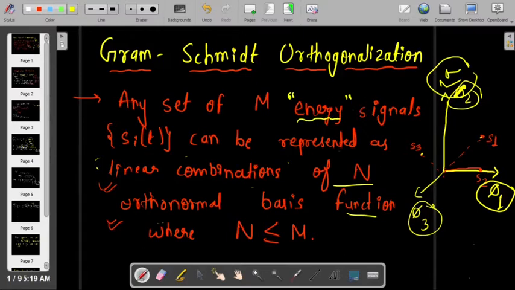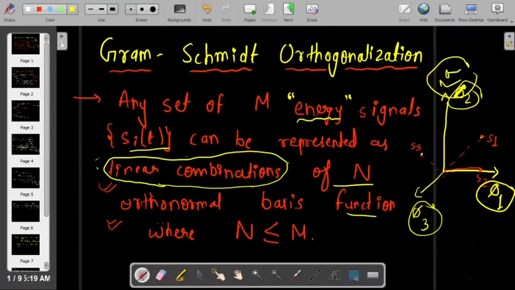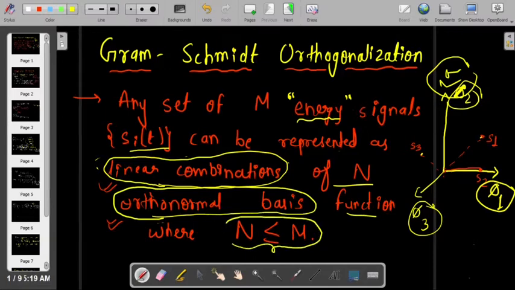So for energy signals, if we have m energy signals, then they can be expressed as a linear combination. So this is some alien term for you, right? We'll be discussing all of this, and at the end we will be coming back to Gram-Schmidt. But before that, let us just finish the definition: as a linear combination of n orthonormal bases, this is also an unfamiliar term, where n is always less than or equal to m, and this we will see when we consider an example in this series only.